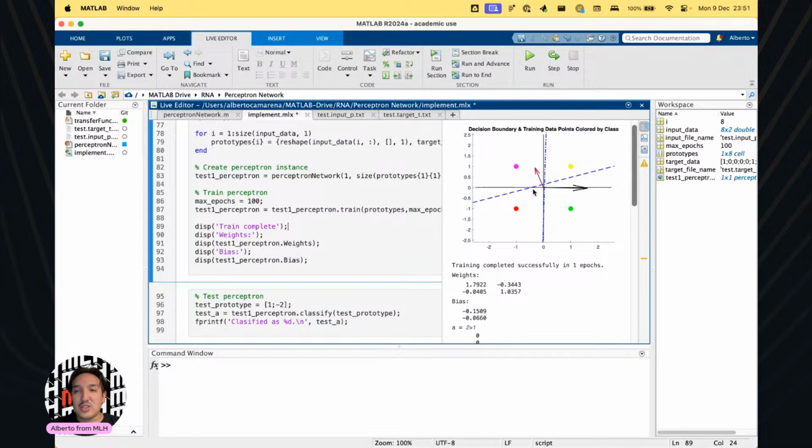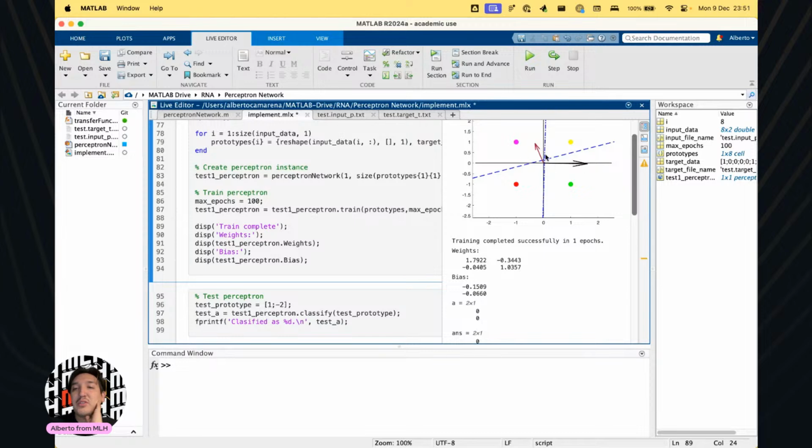So we can check this. 1.792. This is the first row of the matrix, minus 0.34. It should be this one. So yeah, this is the one we're looking at. The next one is minus 0.04. So this is minus 0.404 and 1.035. So this is the second weight matrix, right?